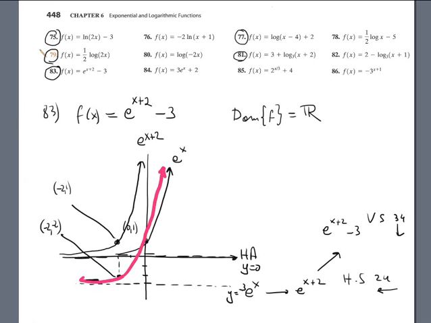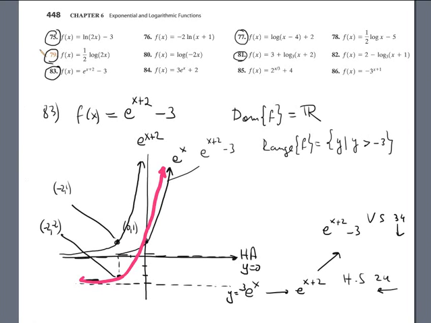This is the graph of the original function, because the original function is e to the x plus 2 minus 3. Okay, the range, looking at the graph of the function f, is from -3 to infinity. So y such that y is greater than -3.